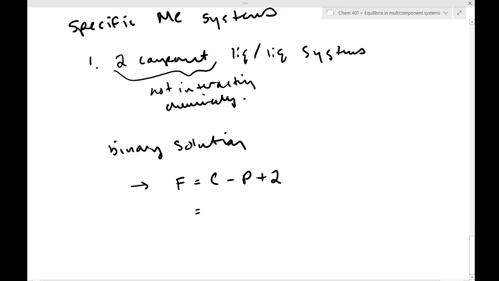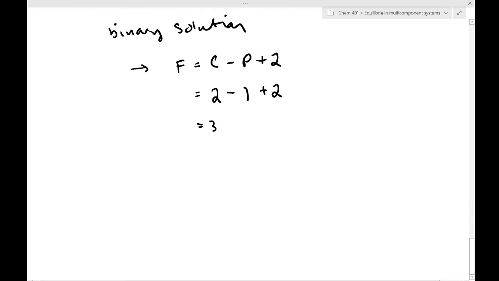Okay, so we have C. C is the number of components. We have two components. This is a binary system, so we can mark that in as 2. Minus the number of phases. All of the phases are liquid here, so we only have one phase present. So that's 1 plus 2, and this ends up being 3. We have to define 3 degrees of freedom in order to specify or define the system in its entirety.